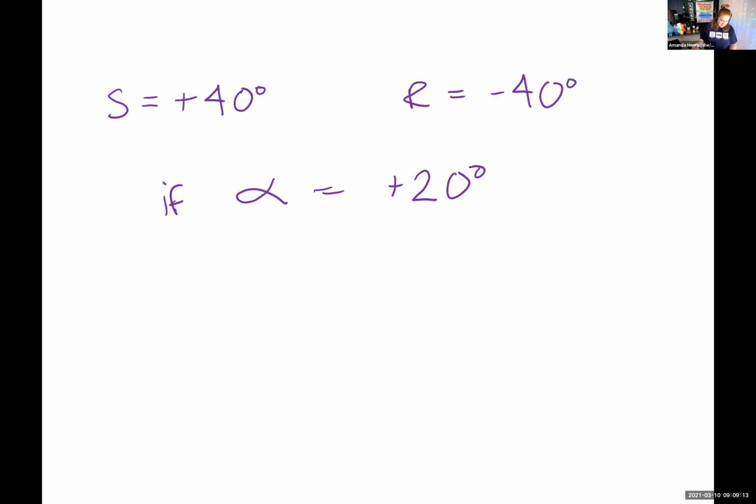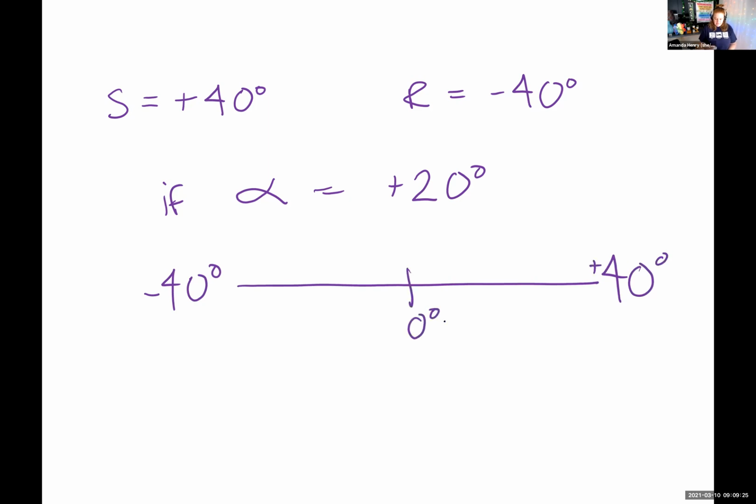So if we have a mixture of these two chemicals, the R and the S, negative 40 is the lowest it could possibly be. Positive 40 is the highest it could be. And then we have 0 right in the middle. So if we're at 0, this is a racemic mixture. If we are between, oh, that didn't quite line up, did it? Let's try that again.